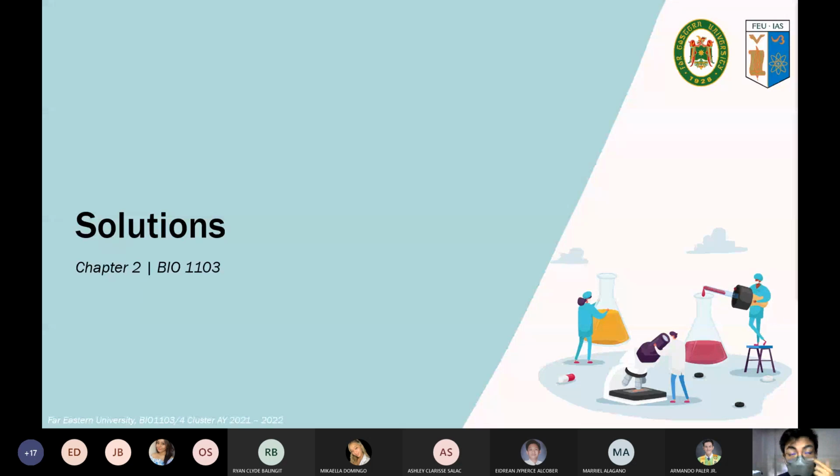Okay, so let's talk about chapter 2, solutions. Everyone's familiar with solutions, right? We are all familiar with solutions because this is a form of matter that, when liquid, is homogeneous. For example, our alcohol here. This bottle of alcohol is a solution because it contains alcohol and water, and at the same time it is homogeneous. So one requirement of a solution is that it must be homogeneous, meaning you will only see one phase in it.